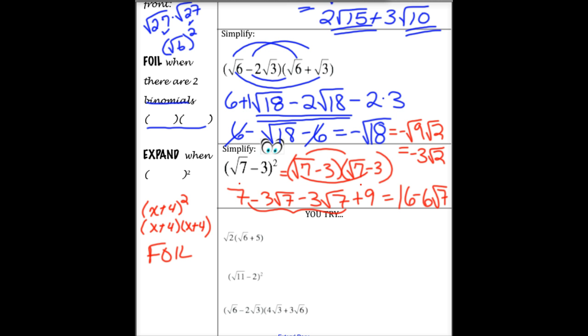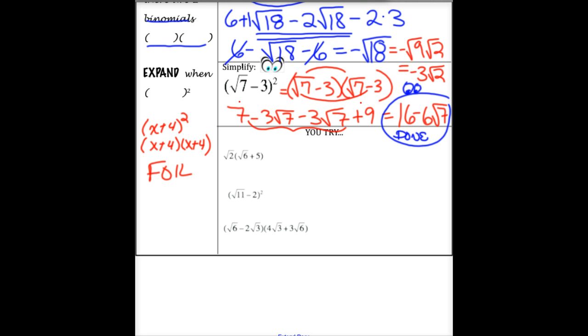Now, be very careful here. If you tune me out, tune back in. Put a little set of eyeballs by that. Be very, very careful here because it's really tempting to just read this left to right and say 16 minus 6 is 10. But it's not 16 minus 6. It's 16 minus 6 root 7s, and those aren't like terms, so it's done. All right, so be very careful. That's a common mistake we see, taking that one too far. It's done.